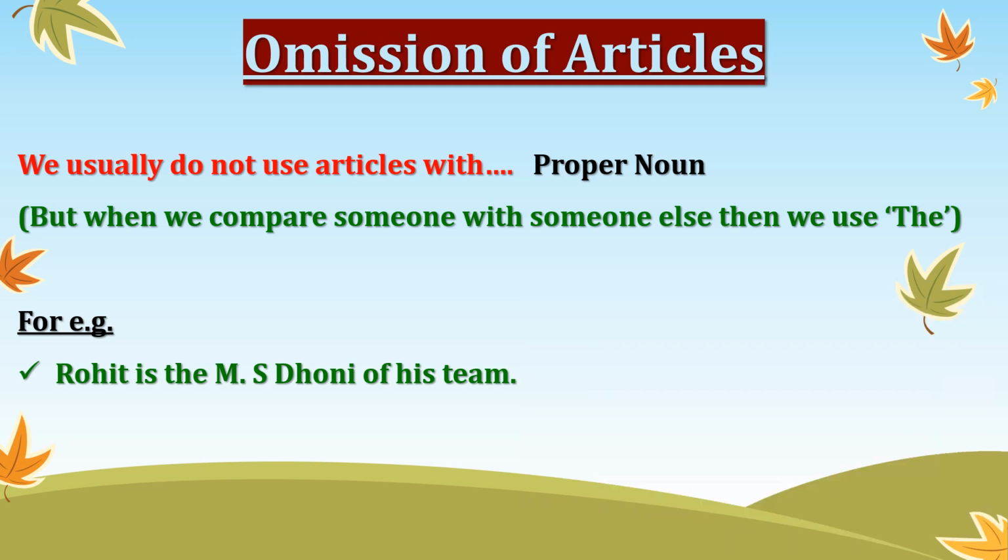Here, we've used the article the with MS Dhoni because here we are comparing Rohit with MS Dhoni, and in this sentence we are trying to talk about Rohit, saying that he is the MS Dhoni of his team. So we are comparing Rohit and MS Dhoni. That is why we've used the before MS Dhoni. We do not use the before anyone's name, but when we are comparing someone with someone else, then yes, we do use the before that name.